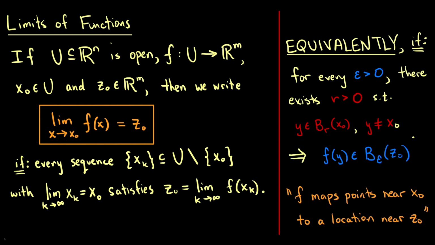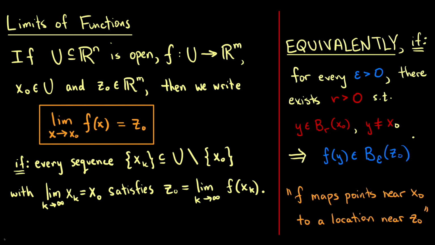All right, let's discuss limits of functions. So let's say that we have an open set U of Rn, and we have a function whose domain is U and which maps into Rm. So again, the domain is n-dimensional, the range is m-dimensional. We give ourselves a point x0 in U in the domain, and we give ourselves some other vector z0 in Rm in the target space.